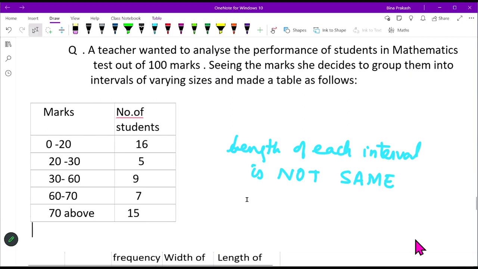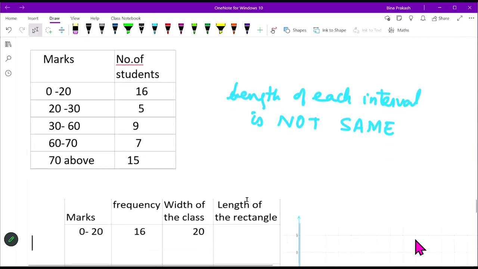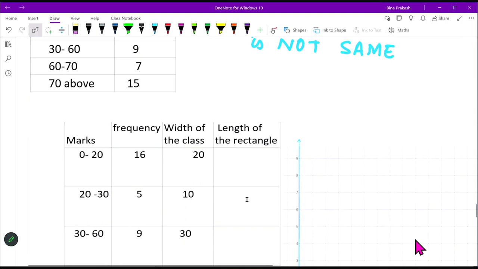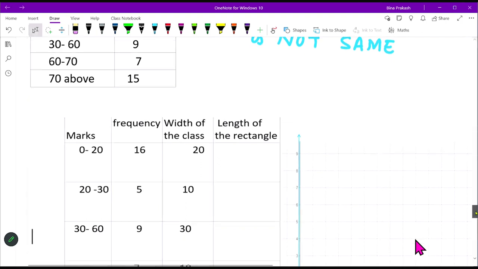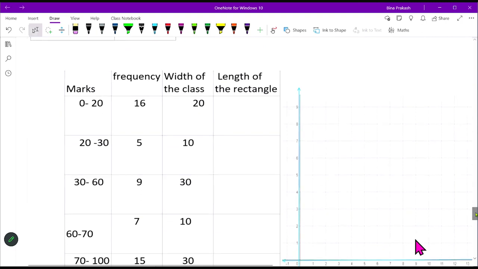Let's make another table. The marks are from 0 to 20, 20 to 30, 30 to 60, 60 to 70, 70 to 100. Now what is this 16 representing? Frequency 16. What does that mean? That is, there are 16 students in the range from 0 to 20.